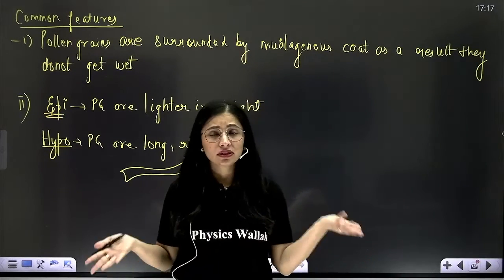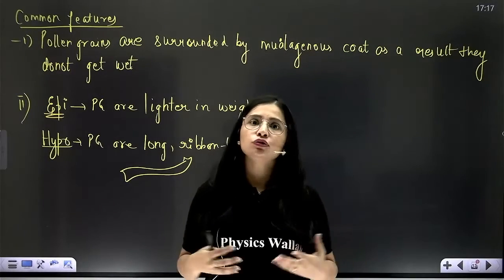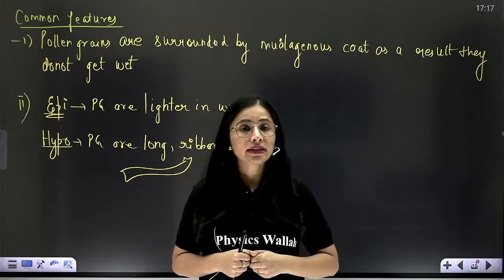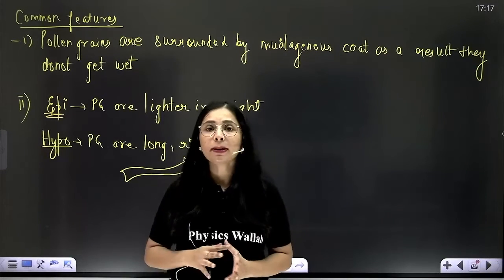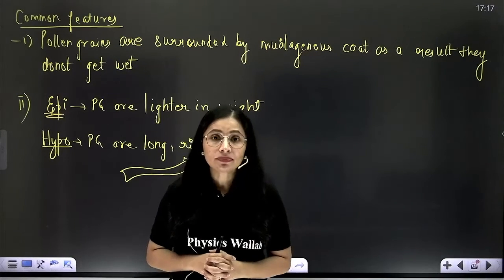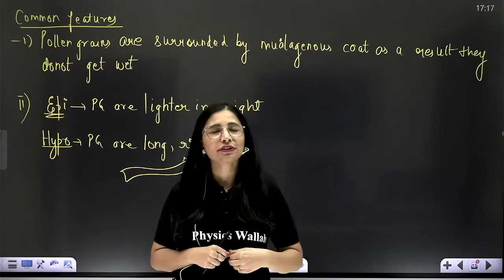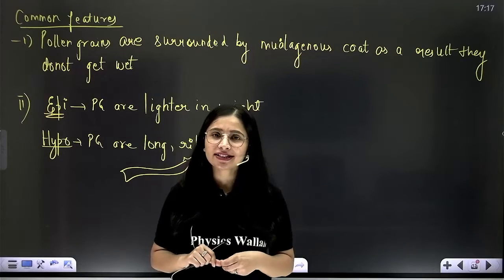But yes, it is so tricky that plants, even those which are aquatic, do not prefer this medium. They go for other agents of pollination like insects or wind. So this is all about abiotic agents. From next class, we will start with biotic agents and more interesting concepts of this chapter. I hope you all have understood till here.